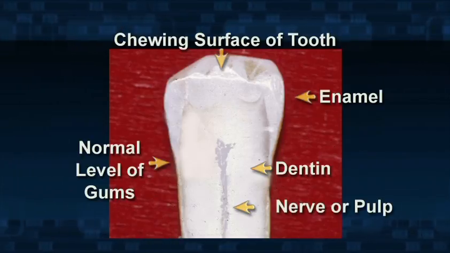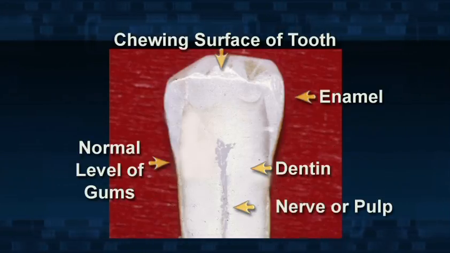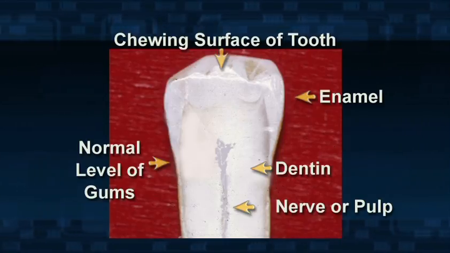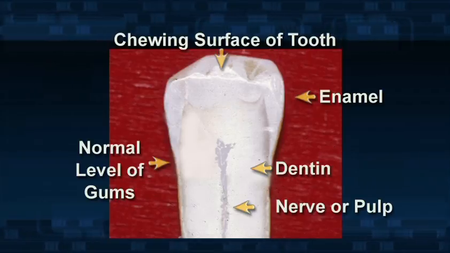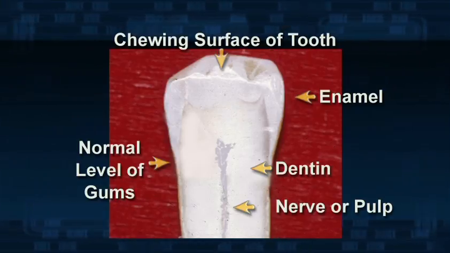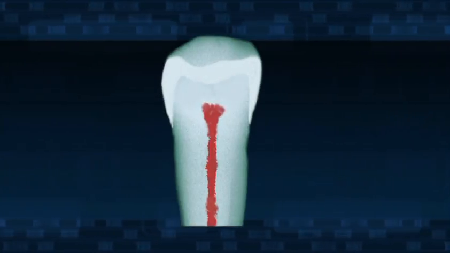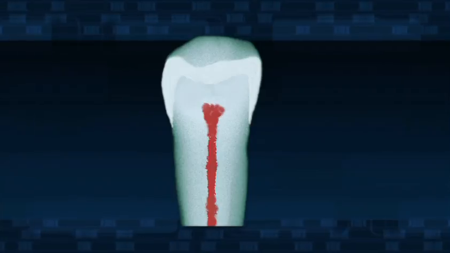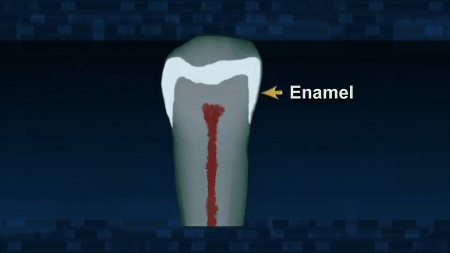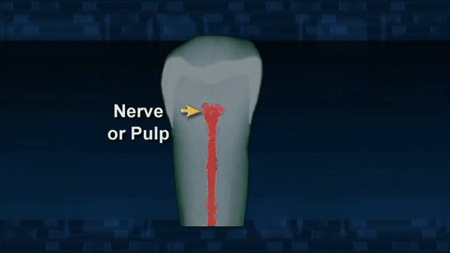The dental pulp or nerve is what makes a tooth hurt. The dentin has tiny nerve fibers that connect with the pulp. If a crack extends into the dentin, it'll hurt. If it extends into the pulp, it will be extremely painful. We will use the X-ray image of the same tooth as we discuss the characteristics of tooth cracks. As you see, the enamel, dentin, and pulp are clearly shown.